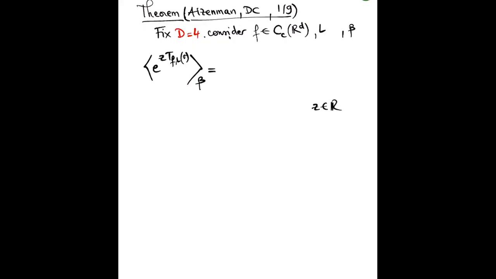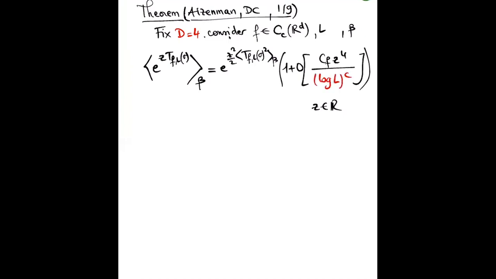And I claim that it's equal to e to the z squared times the variance of T_F,L of sigma at beta. So notice that this would be what it is if T_F,L of sigma were exactly a Gaussian random variable of that variance. But of course, it's not exactly a Gaussian, but what the theorem is saying is that it's close to being a Gaussian, in the sense that the error term has the following structure. C_F is a very explicit constant depending only on F.